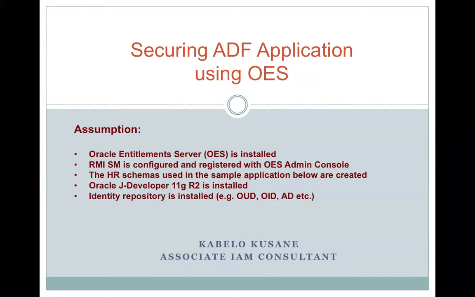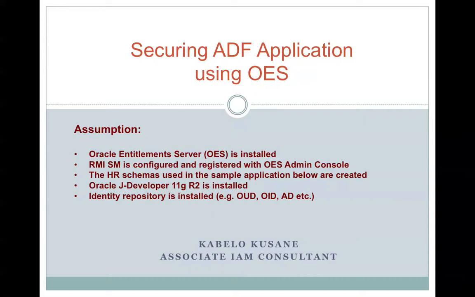For the remainder of this tutorial, it is assumed that you have Oracle Entitlement Server installed. It's assumed that you have RMI SM configured and registered with Oracle Entitlement Server Admin Console. It is assumed that you have all the relevant HR schemas used in the sample application created in an Oracle database instance. It is assumed that you have Oracle JDeveloper 11G R2 installed. It is assumed that you have Identity Repository installed.